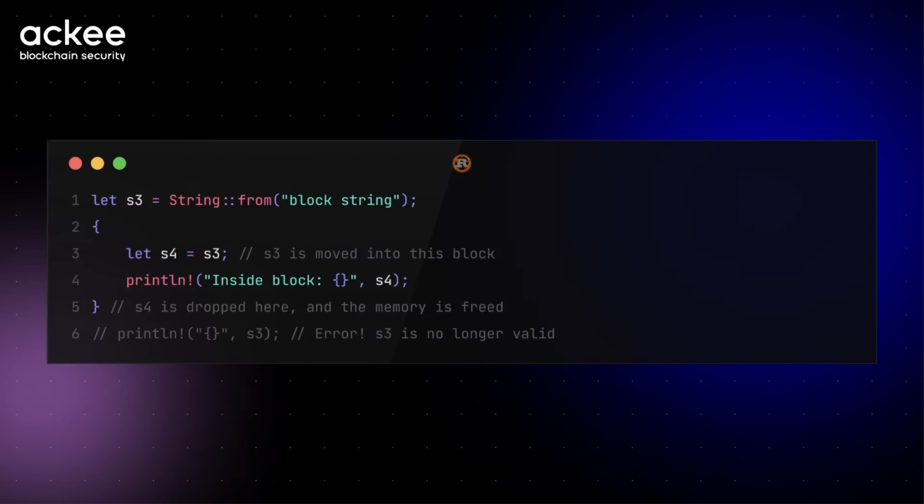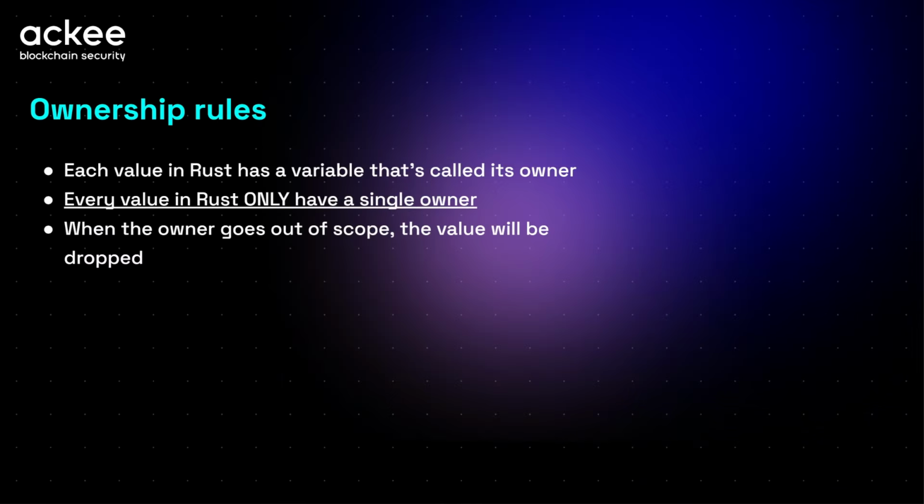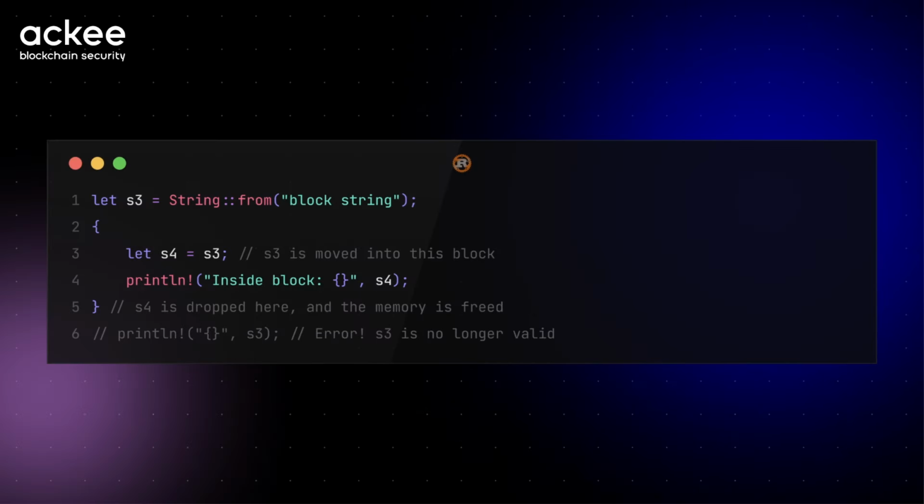On line 3, the owner was changed from variable S3 to S4. And then after the block ended on line 5, S4 went out of scope. All right? When the owner goes out of scope, the value is dropped. That means the string was dropped, so we cannot print the contents of S3. That's the basic idea of ownership and the move semantics.